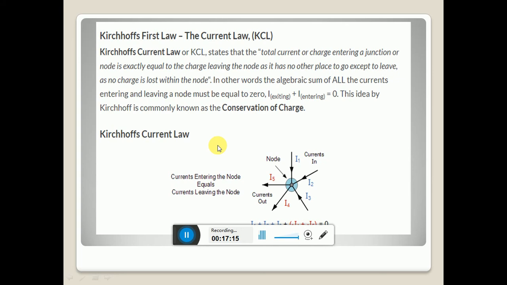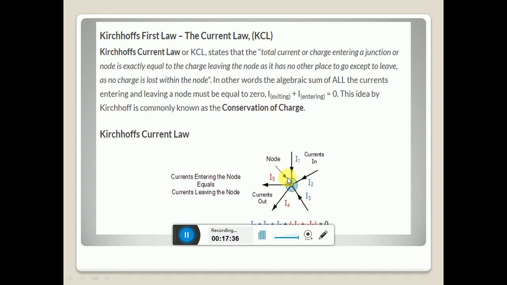There are two laws defined by Kirchhoff. First one is Kirchhoff's current law. The total current entering into a junction is equal to the total current leaving out of that junction. In simple words, we can say the algebraic sum of all the currents entering and leaving the node, meaning junction, must be equal to 0.